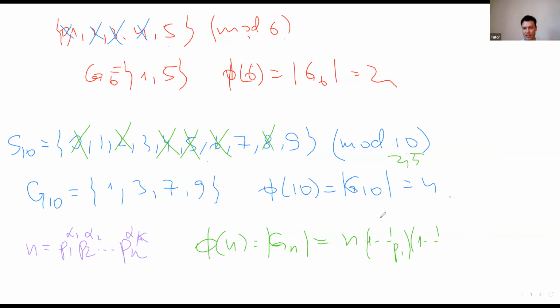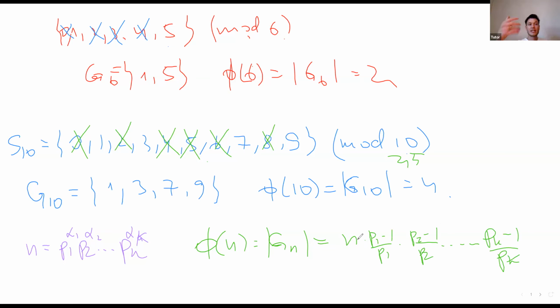Actually, a slightly better way to rewrite this formula is like this: p1 minus 1 divided by p1, times p2 minus 1 divided by p2, times all the way until pk minus 1 divided by pk. So this is the formula for phi of n.